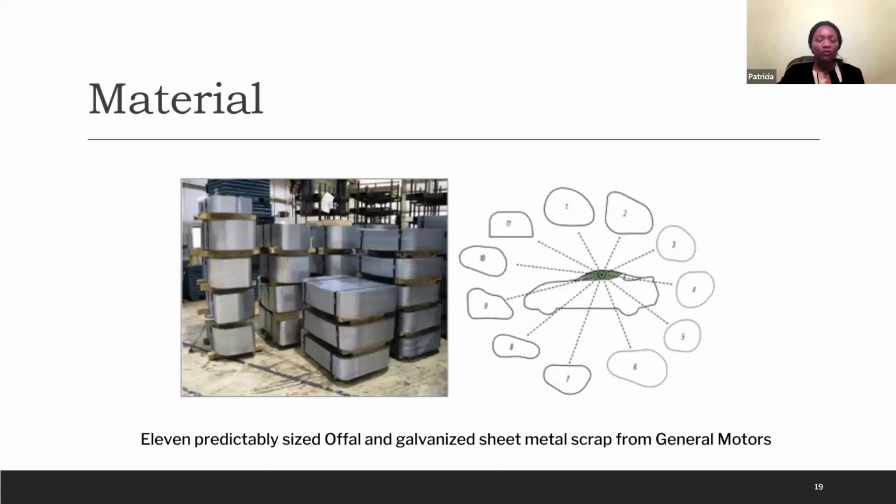So in this study, we first looked at the waste material of steel. This steel waste is from the automotive industry. The research was funded by General Motors, where they have this scrap metal. After cutting out the bodies of cars, we have the scrap metal, and on the right, we can see different shapes of this metal. So we're looking at predictable sizes of these cut-offs from the metal. How can we reuse them in building facades? How can we use them as a building product? So we looked at 11 predictably sized offal and galvanized sheet metal scrap from General Motors. This scrap metal is referred to as offal.